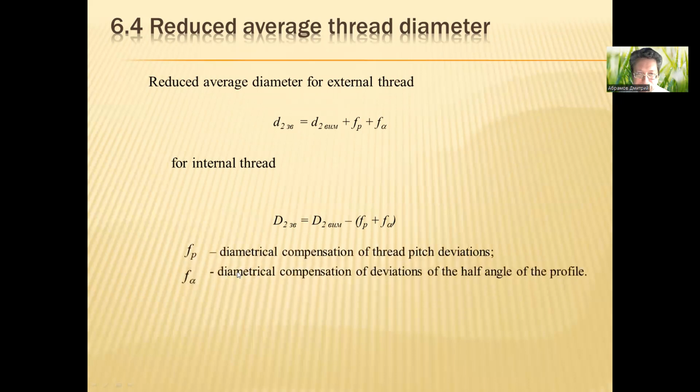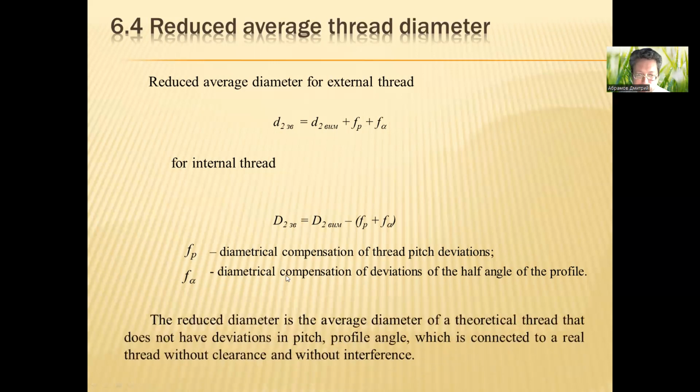In these formulas, f suffix P is diametrical compensation of thread pitch deviations, and f suffix alpha is diametrical compensation of deviations of the half angle of the profile. The reduced diameter is the average diameter of the theoretical thread that does not have deviations in pitch, profile, angle, which is connected to a real thread without clearance and without interference.